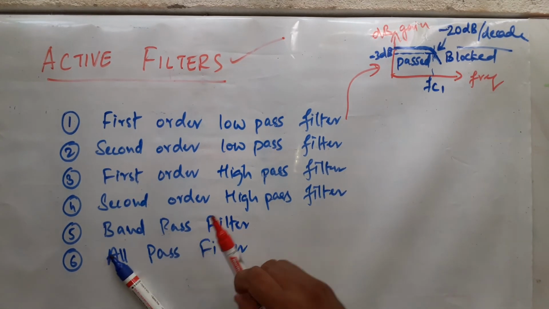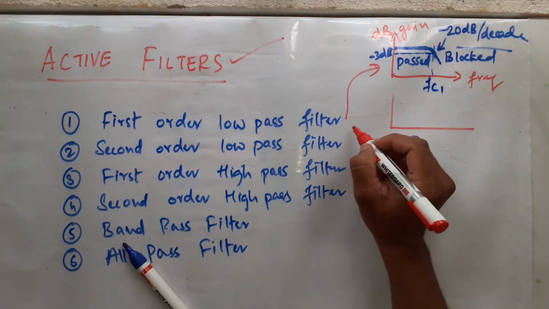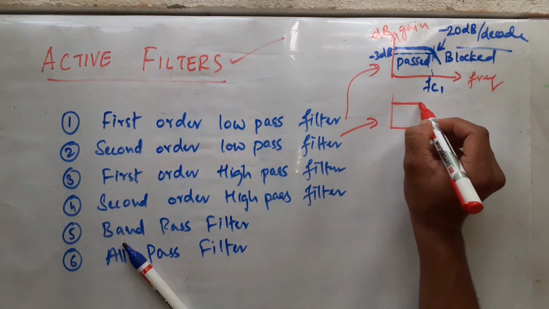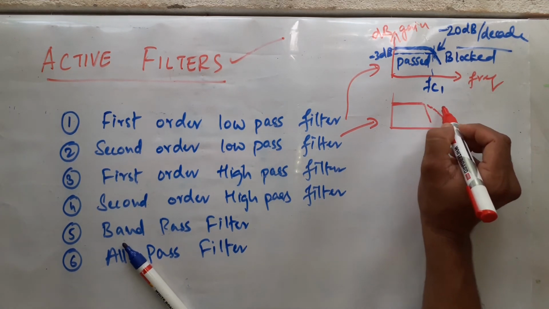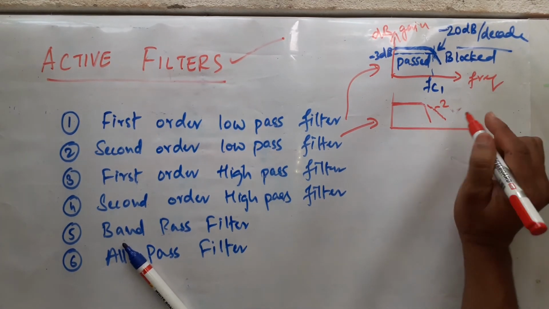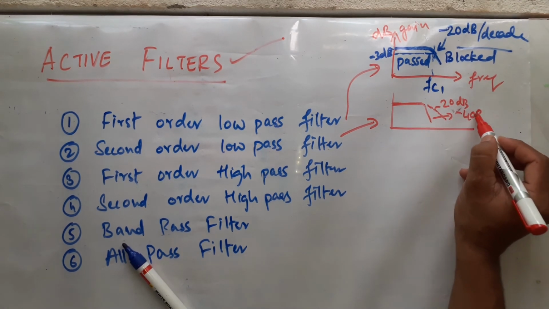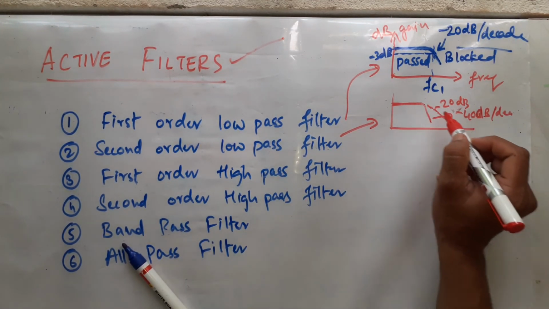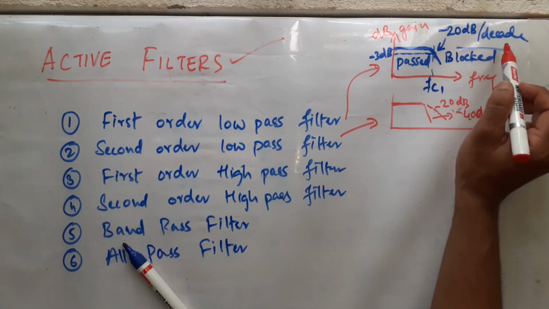Okay. Now similarly, if I draw the second order low pass filter, it is the same as your first order, but when the gain starts decreasing, it decreases very quickly. Instead of minus 20 dB, this will be minus 40 dB. In the second order low pass filter, the fall will be at a rate of minus 40 dB per decade, whereas here it is minus 20. Okay.